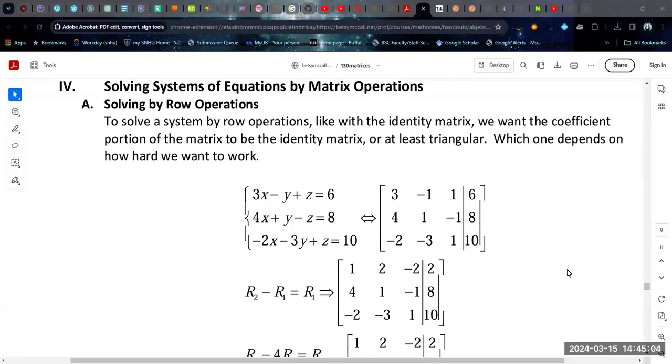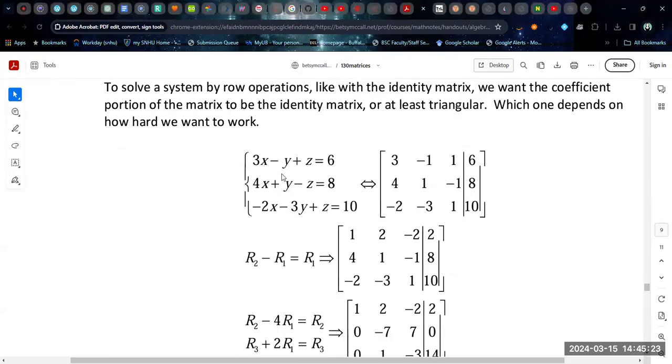All right, so in this video, we're going to be looking at how to solve systems of equations using various strategies on matrices. So we have our first example. We're going to use an augmented matrix in order to solve our system using row operations. So we're going to take our system of equations and we're going to convert it into an augmented matrix.